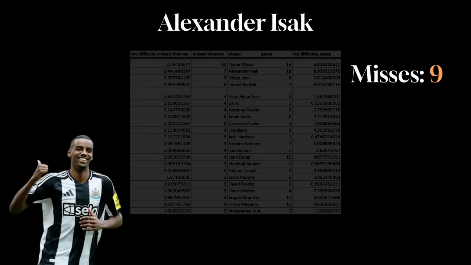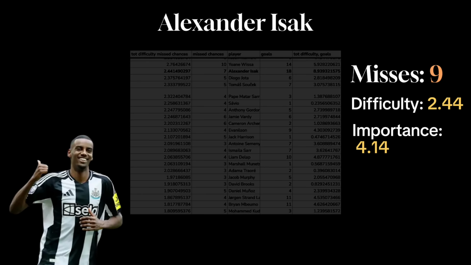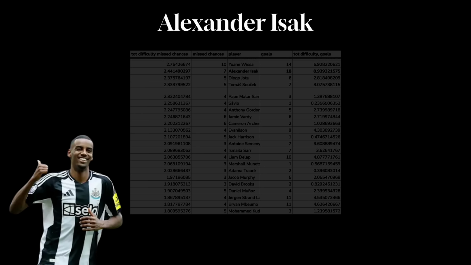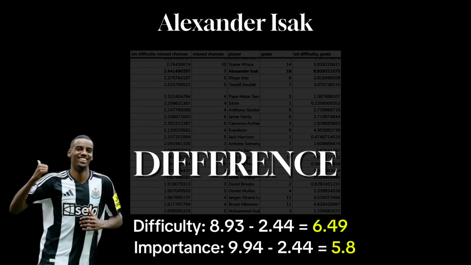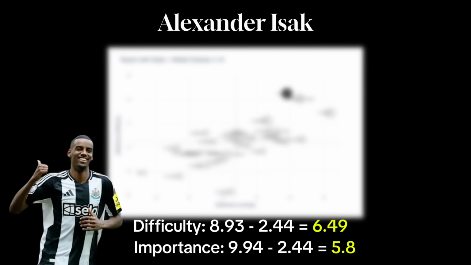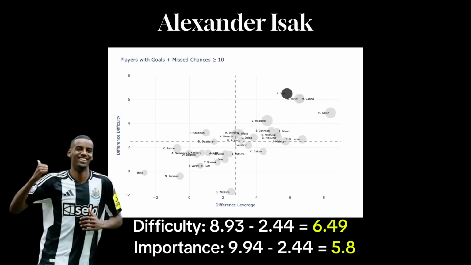On the flip side, Isak missed 9 big chances. From those chances, the total difficulty score was 2.44, and the total importance score was 4.14. Thus, Isak ended with a difference of 6.49 in difficulty and about 5.8 in terms of importance. Here's how that compares to everybody else in the Premier League.